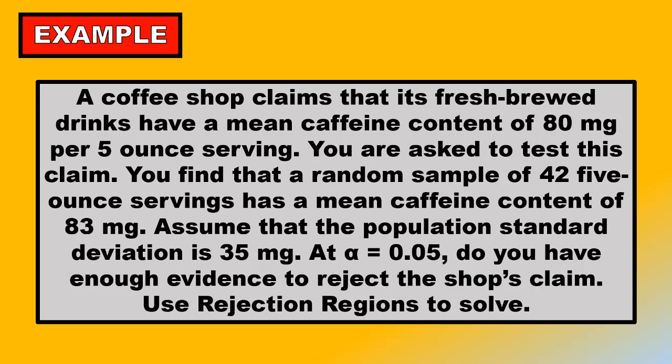And we want to use rejection regions to solve this. We could do the p-value decision rule process as well, but we just want to try out this new process to see how it works.